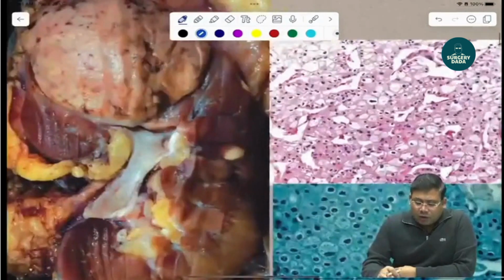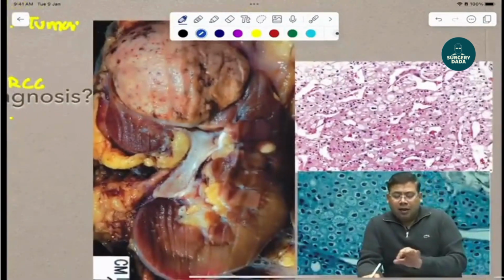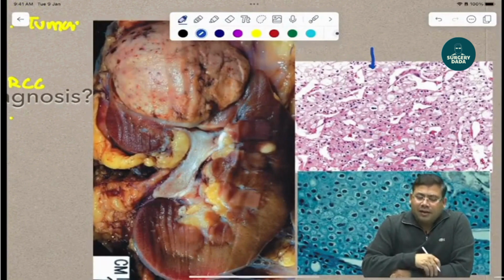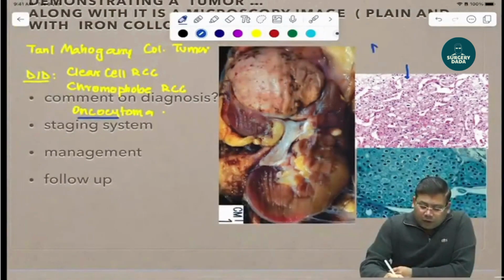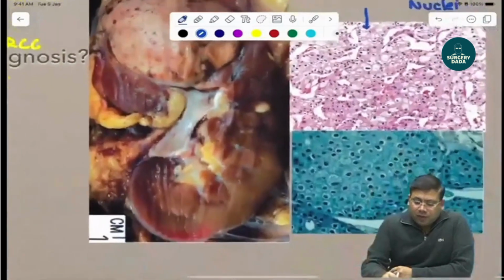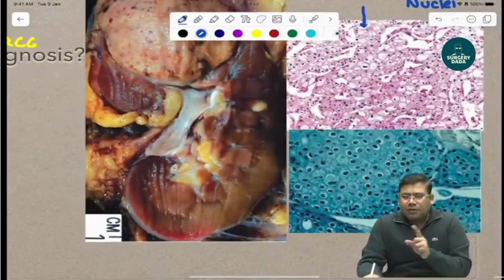But if you see a lot of clear cytoplasm, now this is again favorable for clear cell as well as chromophobe. You know, we get to see plant cells, plant cell. Then we have raisinoid nuclei. Yes, a lot of eosinophilic staining. But the hallmark is this blue stain.